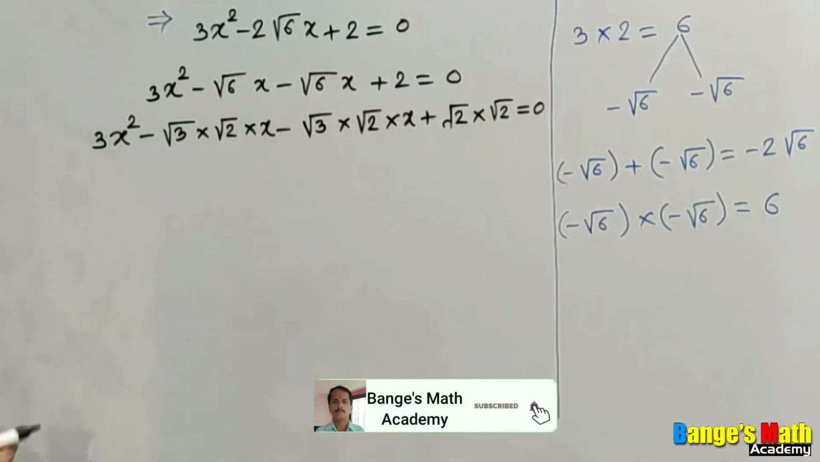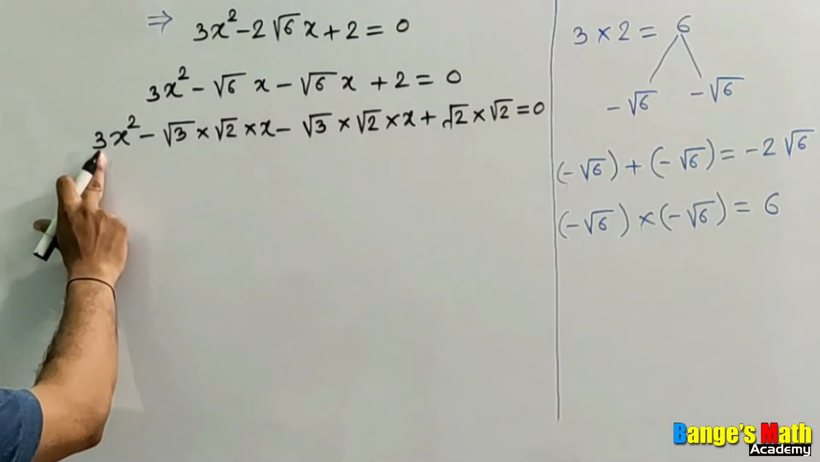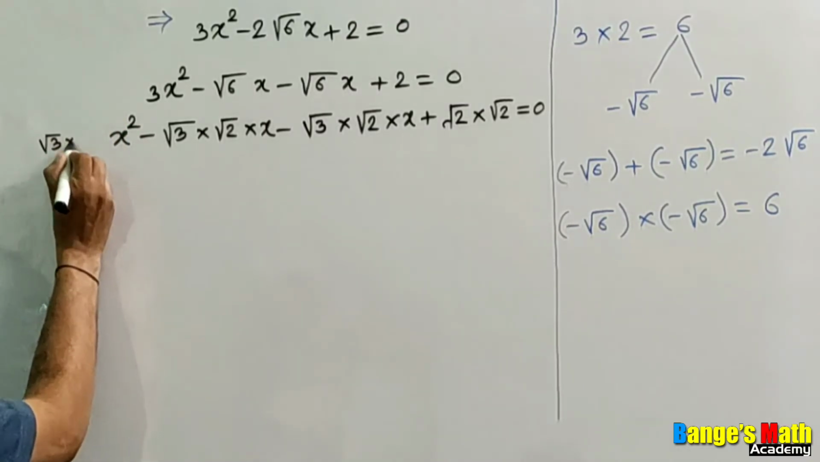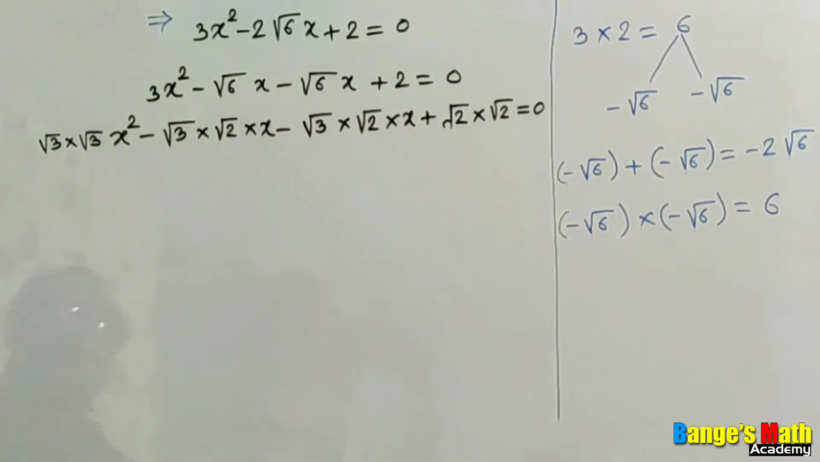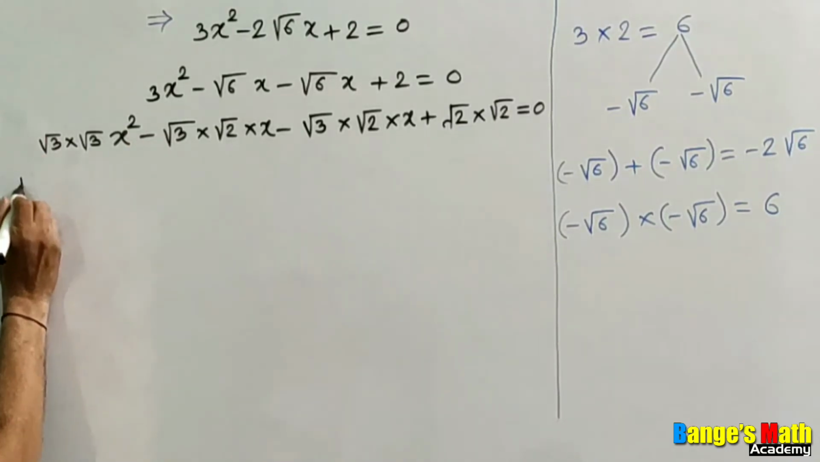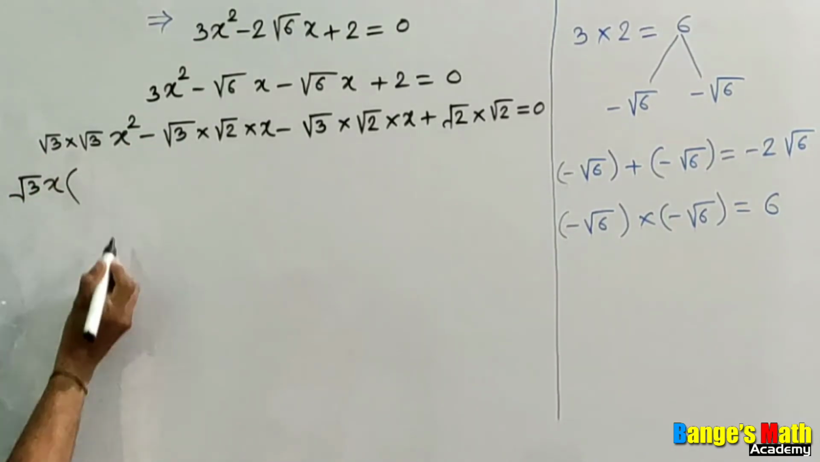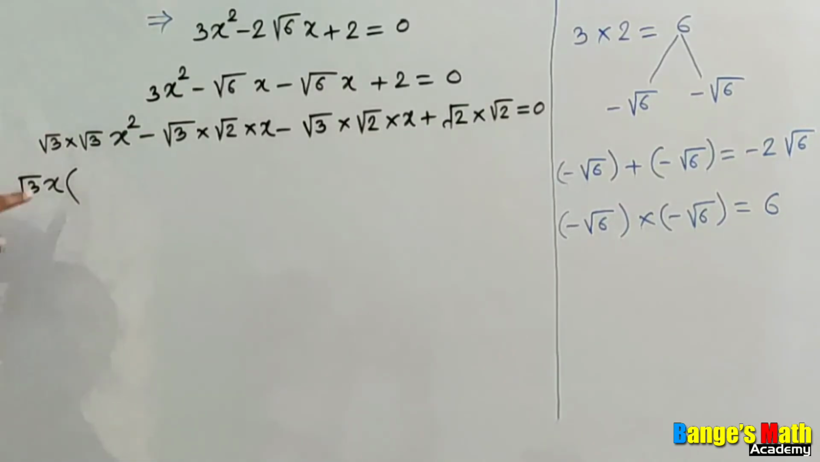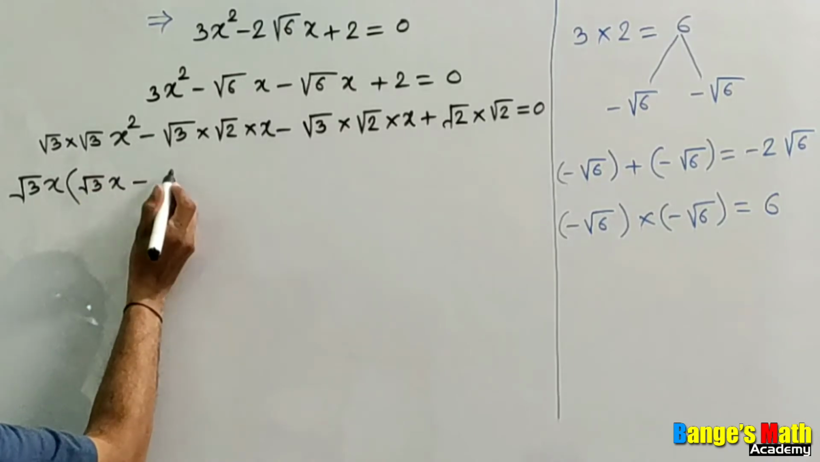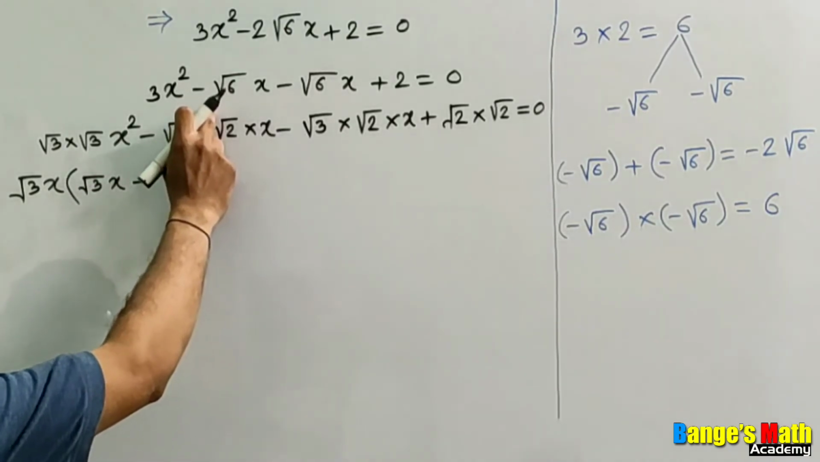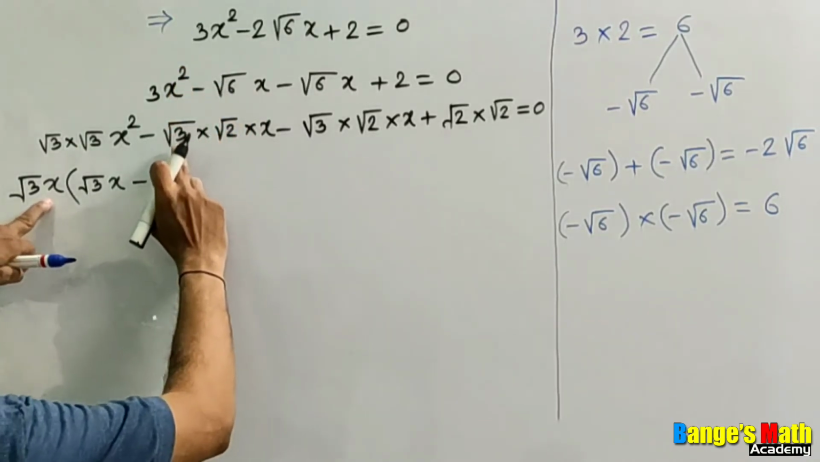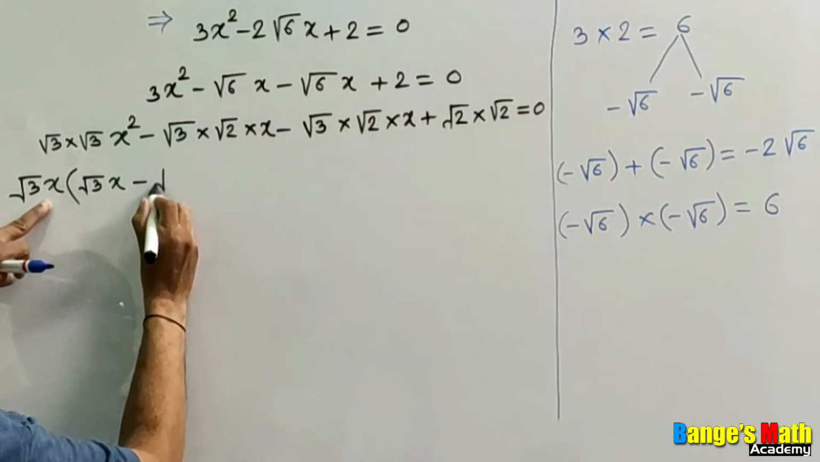Then see, this 3 we can write in this way also, root 3 into root 3. Then from these two terms we can take root 3x as a common factor. Then divide this term by root 3x, we get root 3x minus, divide this term by root 3x. Root 3x gets cancelled, here remains root 2.